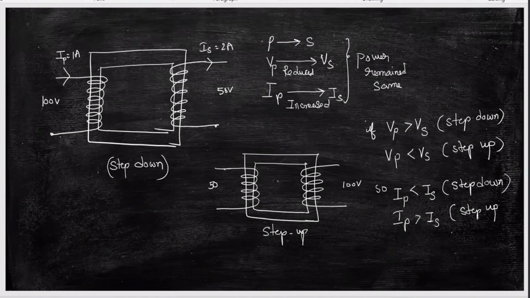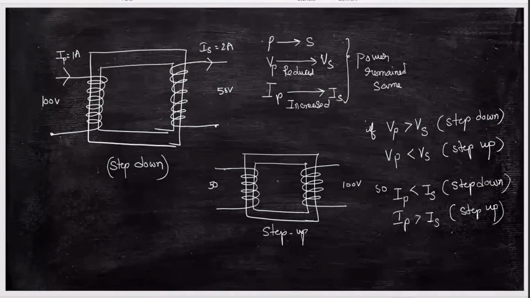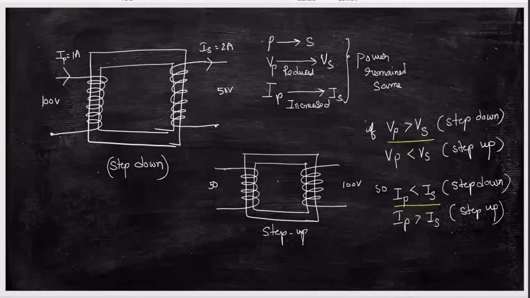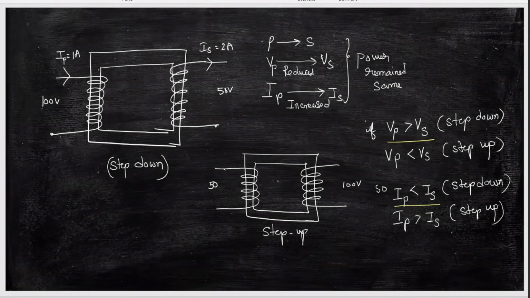So in a step down transformer, what is happening? In a step down transformer, Vp is greater than Vs and Ip is less than Is. So the reverse will happen for voltage and current. If voltage is getting increased, obviously the current will get reduced. For what purpose is this happening? This is happening to maintain the power constant.